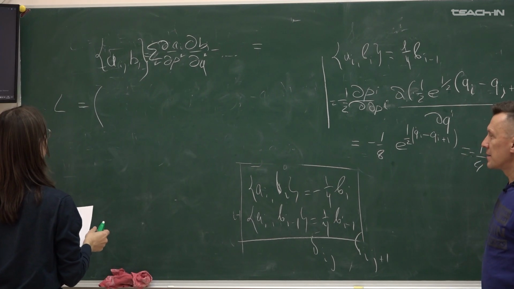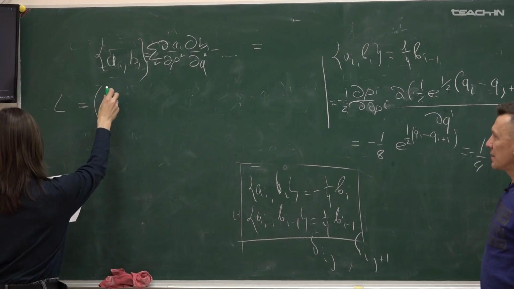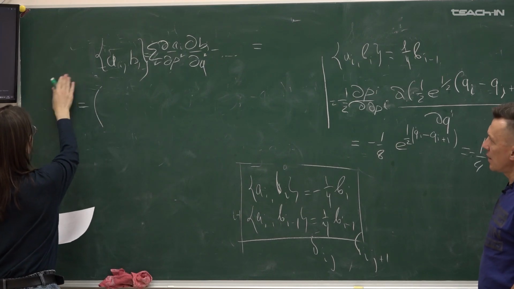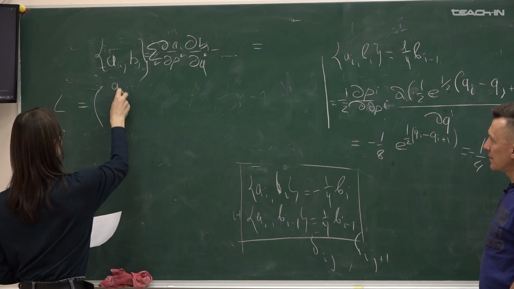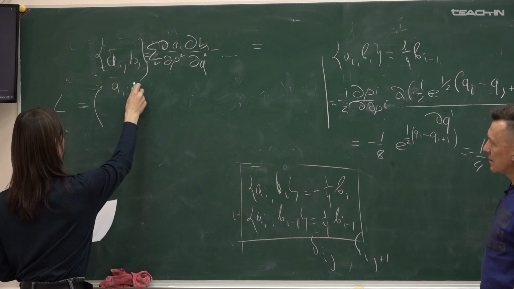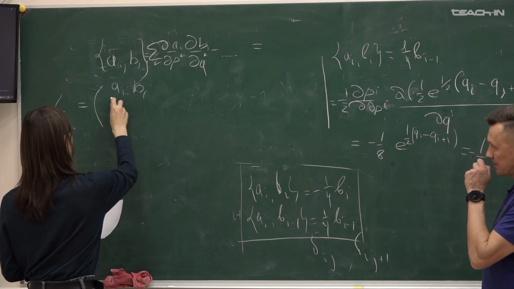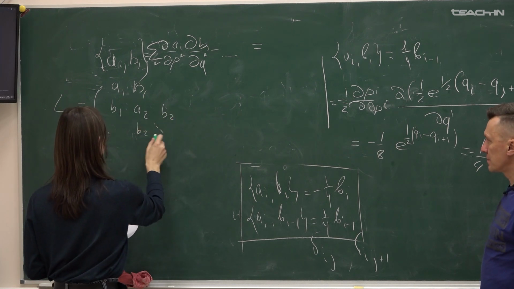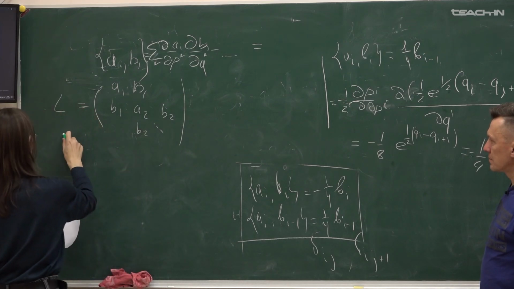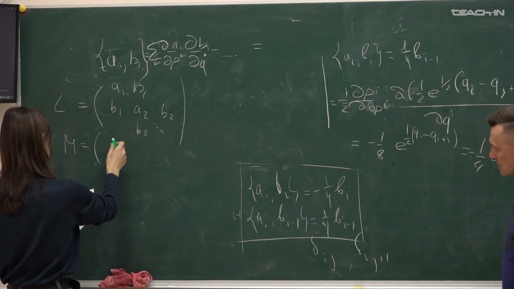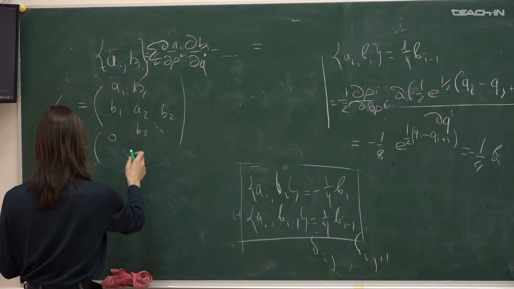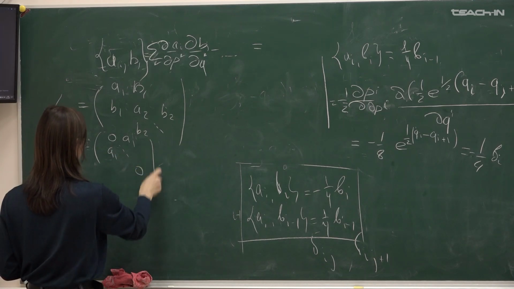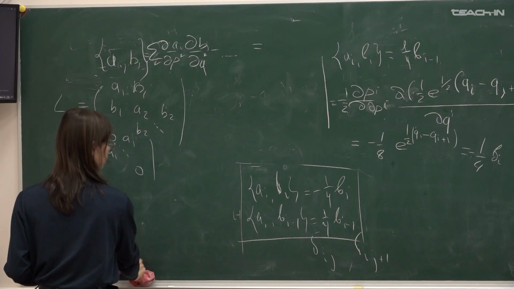Well, I have mixed A and B. A on the diagonal and B written like this. So it should be like A1, B1, and here B3, like that. And M is equal to 0.